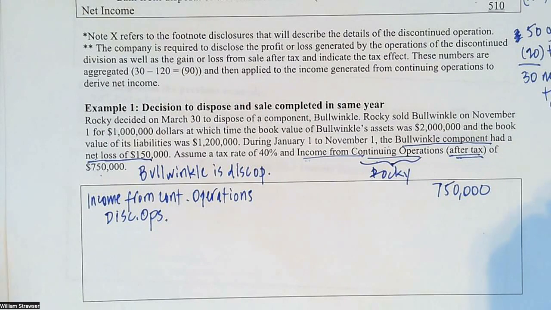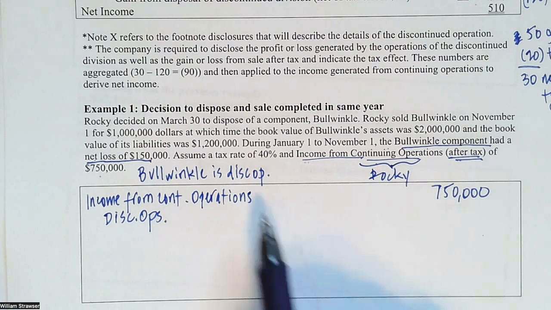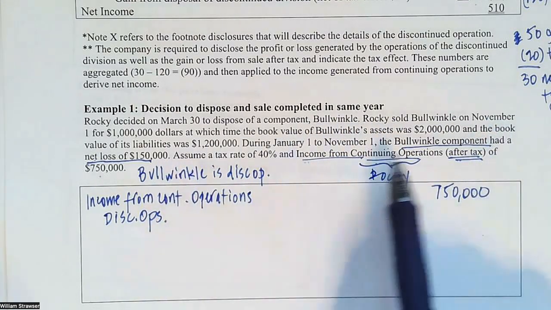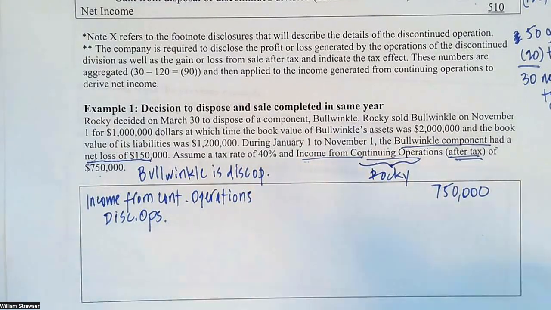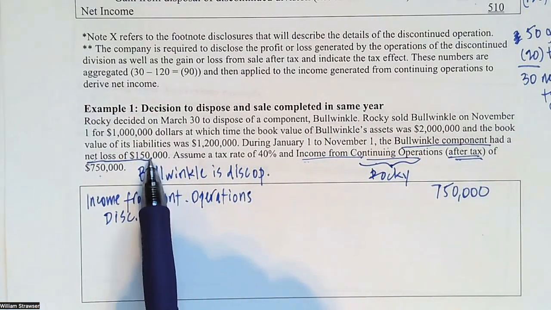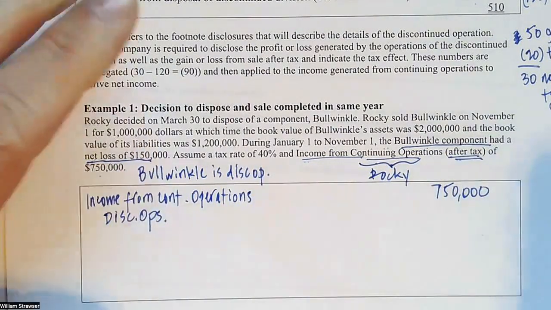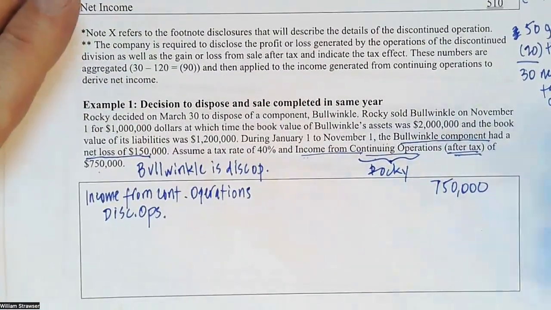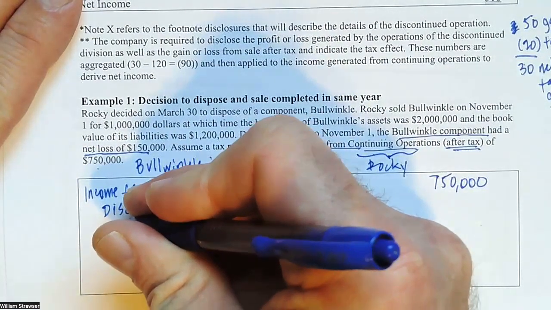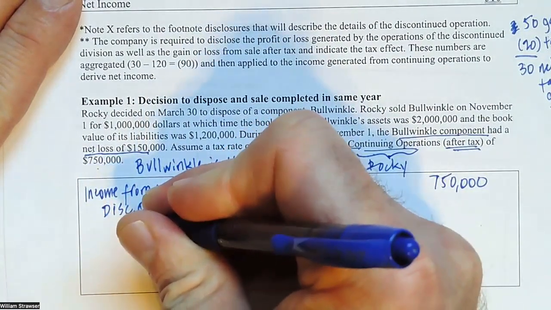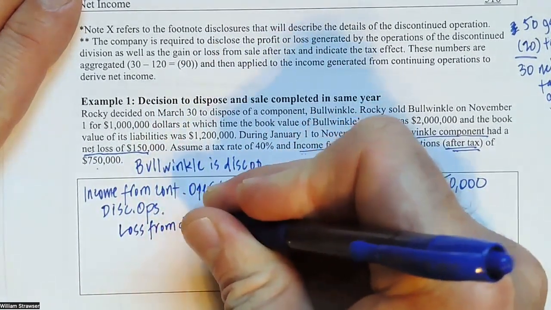That net loss, if I call it a net loss here, do I specify anything about pre-tax or after tax? No, don't say that it's after tax or pre-tax. If this loss is net of its income tax, then we can report it straight at 150. So we call it loss from discontinued operations.